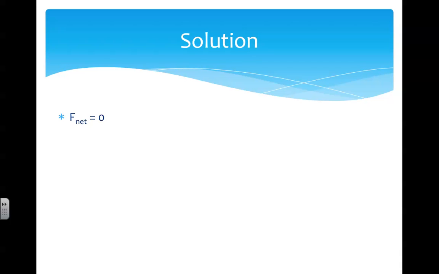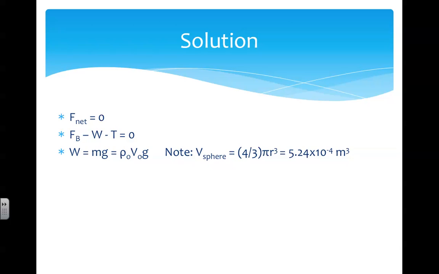Because our wooden sphere is at rest within the fluid, it's in a state of equilibrium, we can say that the net force equals 0. Or, taking into account our individual forces, buoyant force minus weight minus tension is equal to 0. Well, the weight of the object equals m times g, and mass can be written as density times volume. We also should note that the volume of the sphere is 4/3 pi r cubed.